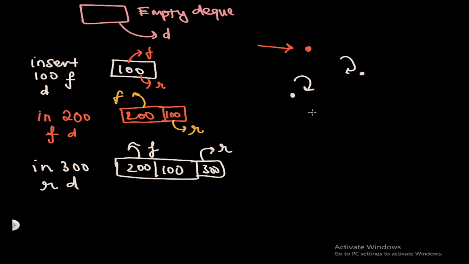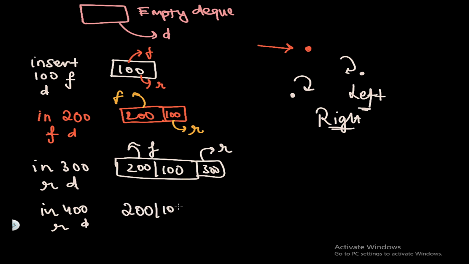Always remember, when we have to insert at the front, we do left processing, and when we have to insert at the back, we do right processing. This is the easiest part. Now let's say I want to insert 400 in the rear position of D. So it would become 200, 100, 300 and 400, in which this would become my front element and this would become my rear element. This is a simple thing.